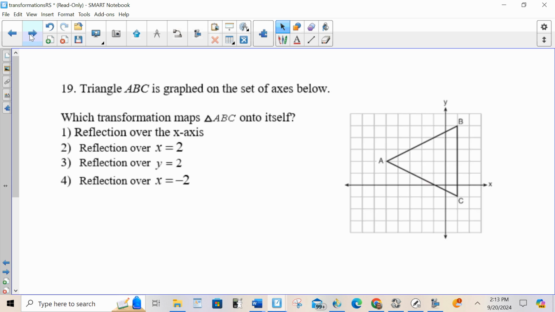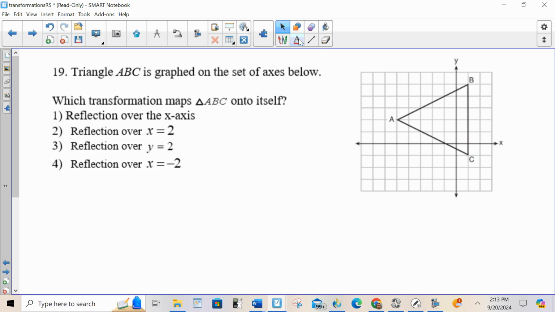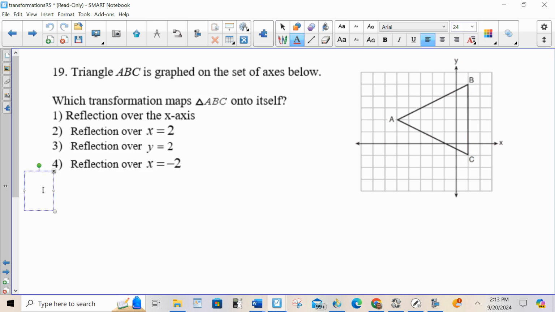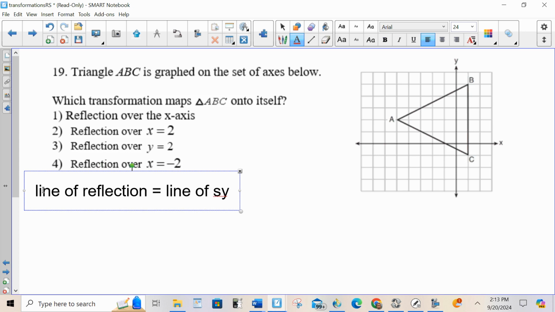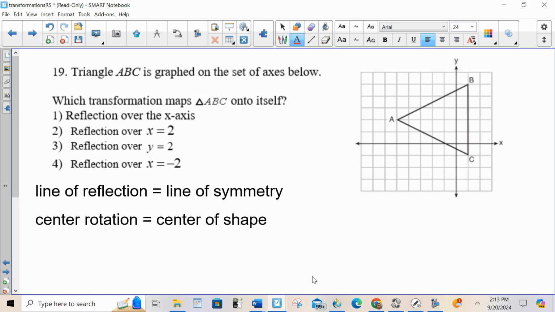Number 19, to map a shape onto itself. The rules are: line of reflection equals line of symmetry, center of rotation equals center of shape. Those are your two rules to map a shape onto itself. For reflection, the line of reflection must be a line of symmetry. And for rotation, the center of rotation must be the center of the shape.